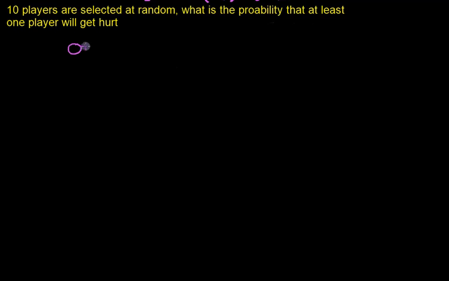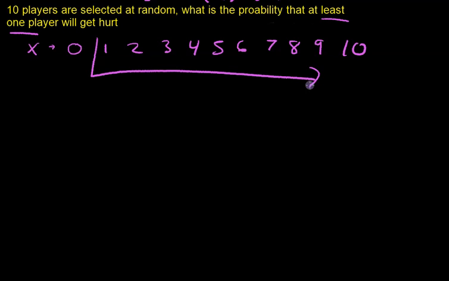So, the possible values of x, so x could take the values 0, 1, 2, 3, 4, 5, 6, 7, 8, 9, or 10, right? 0 players get hurt, 1 player gets hurt, 2 players get hurt, 3, or all 10 of the 10 get hurt, right? So what this question is asking us is what's the probability that at least 1 player gets hurt? So that means 1 or more, right? So the probability that x is greater than or equal to 1, right?